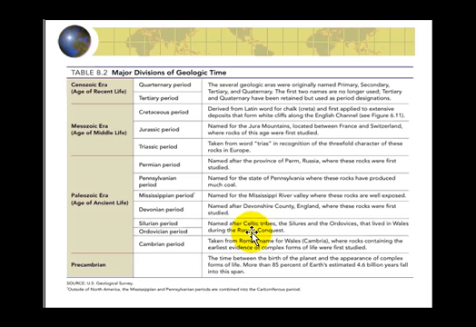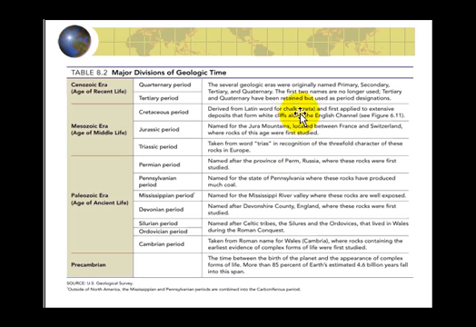Where the Ordovician and Silurian come from, where Devonian comes from: Devonshire County in England, where a lot of those rocks are found. Mississippian, from the Mississippi River Valley, where a lot of those rocks were exposed and therefore studied. The state of Pennsylvania gives Pennsylvanian. Permian comes from Perm, Russia.